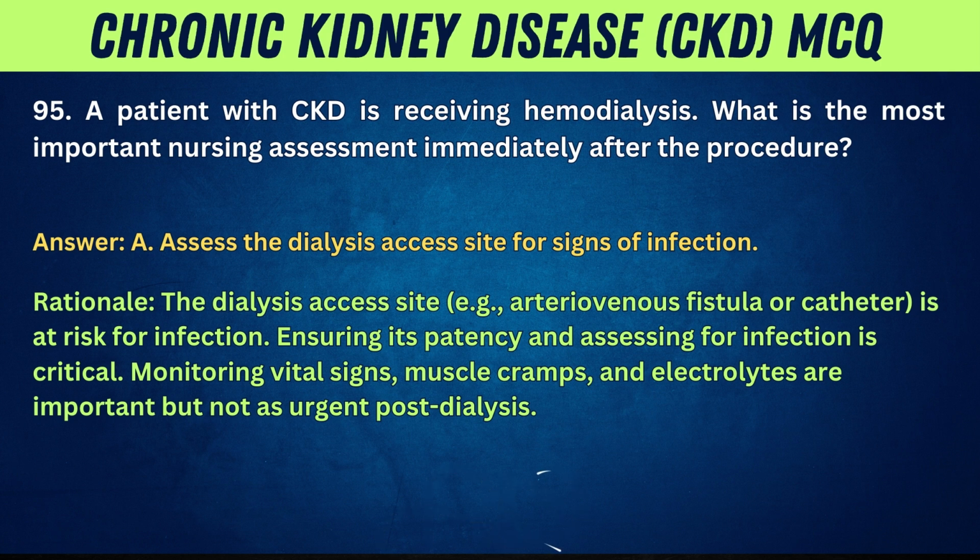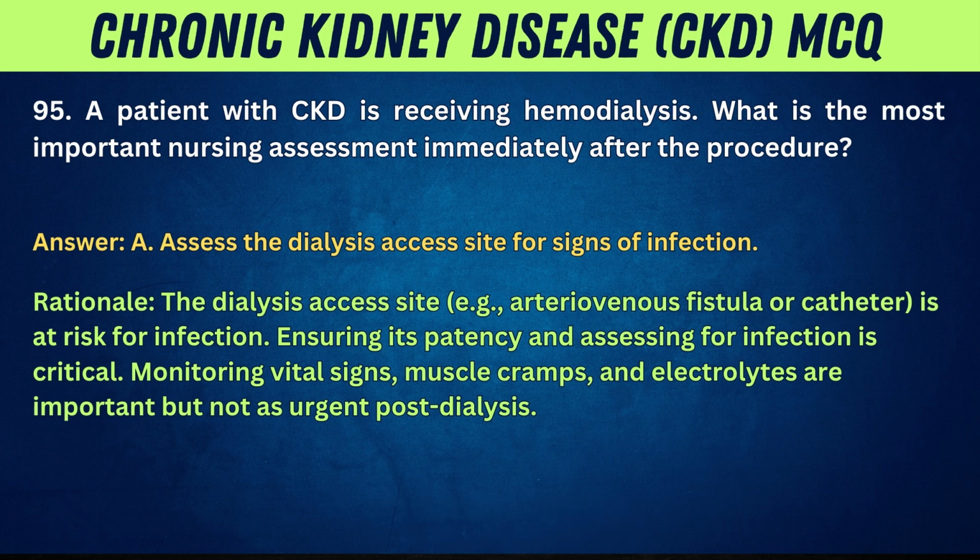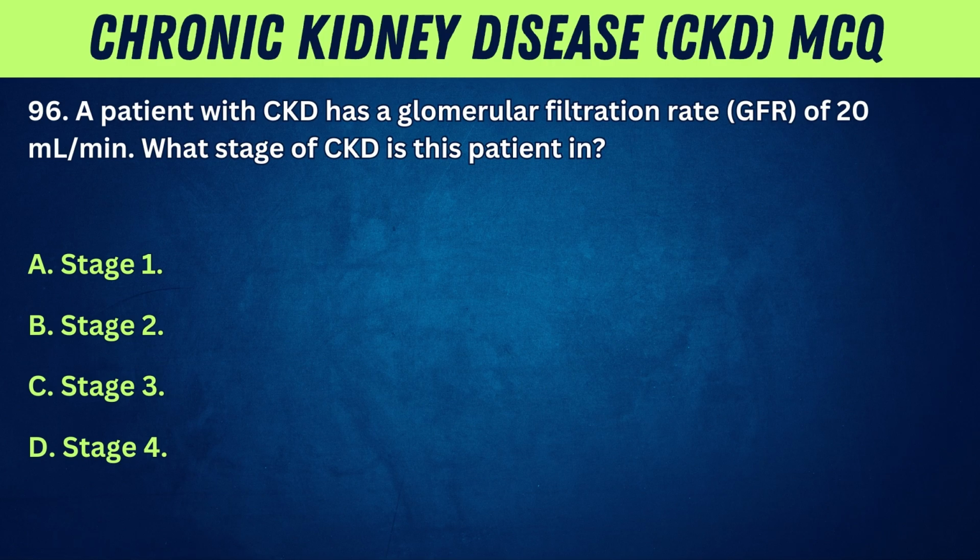Rationale: the dialysis access site, e.g., arteriovenous fistula or catheter, is at risk for infection. Ensuring its patency and assessing for infection is critical. Monitoring vital signs, muscle cramps, and electrolytes are important, but not as urgent post-dialysis.